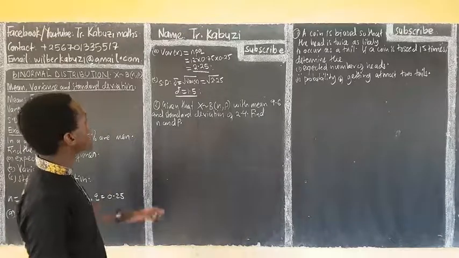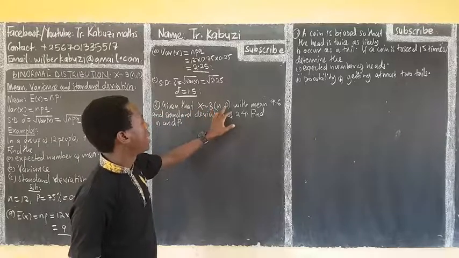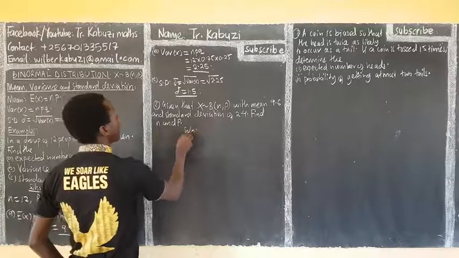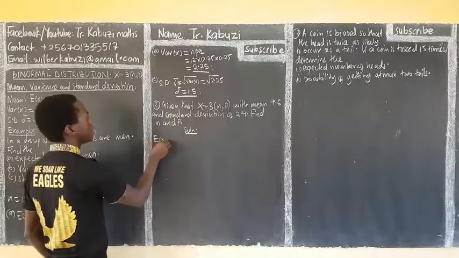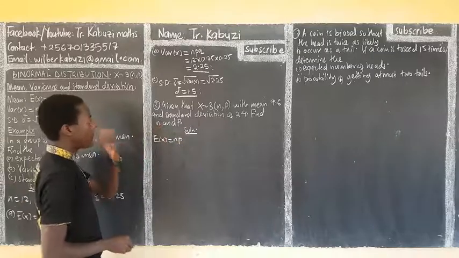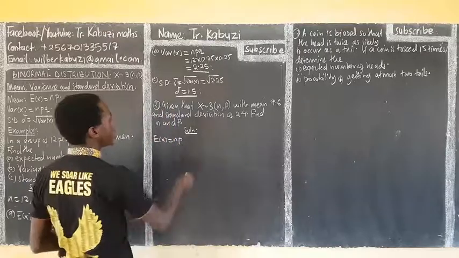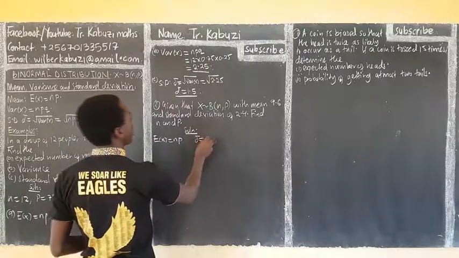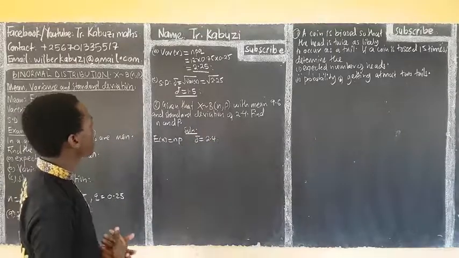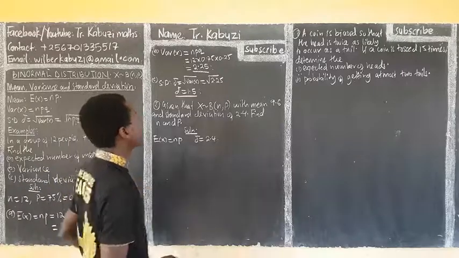Now when we come to this, given a binomial distribution with mean, so here they are giving us the mean, in this question they are giving us the expectation, the mean as np, and they are also giving us the standard deviation. So our standard deviation is 2.4. Then they are asking, find n and p. So what do we have?